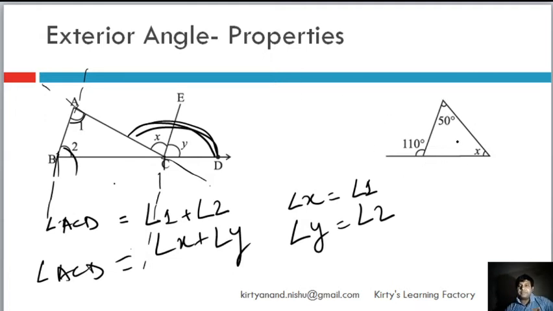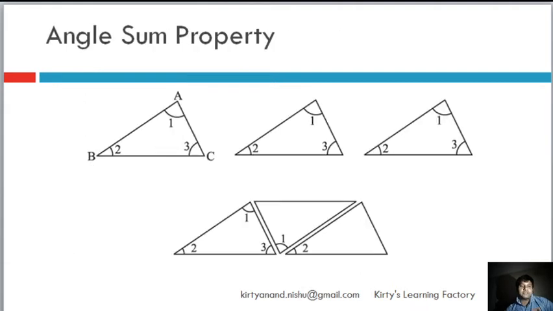One small example here. This angle is given as 110 degrees, and we have to find out angle X. We know that this angle plus this angle has to be equal to this one, and this is given as 50, so X will be nothing but 60 degrees, because we subtract 50 from 110. Simple question, but I just wanted to put an illustration so that you understand.